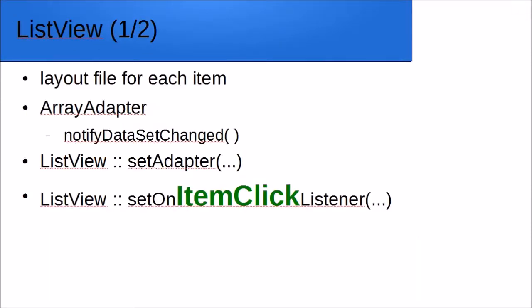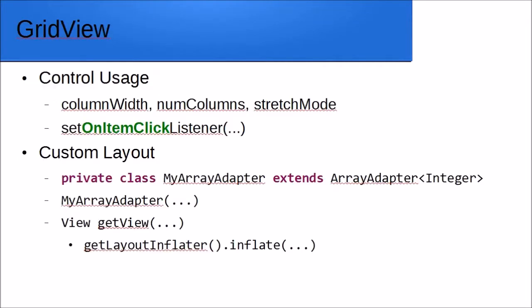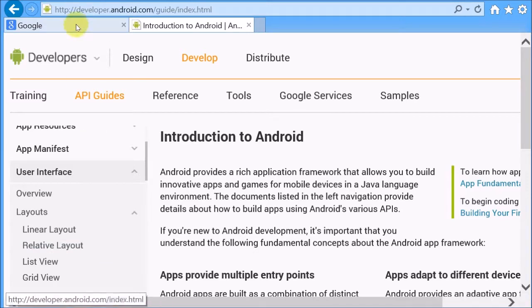Hello, for this section, I'll talk about the list view. I have 2 slides on that. Then I'll talk about the spinner and I'll talk about the grid view. These 3 controls are related. Let me first show what they kind of look like.